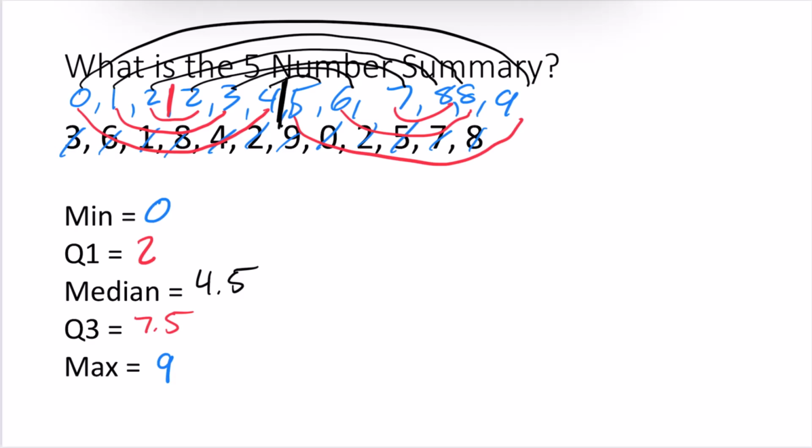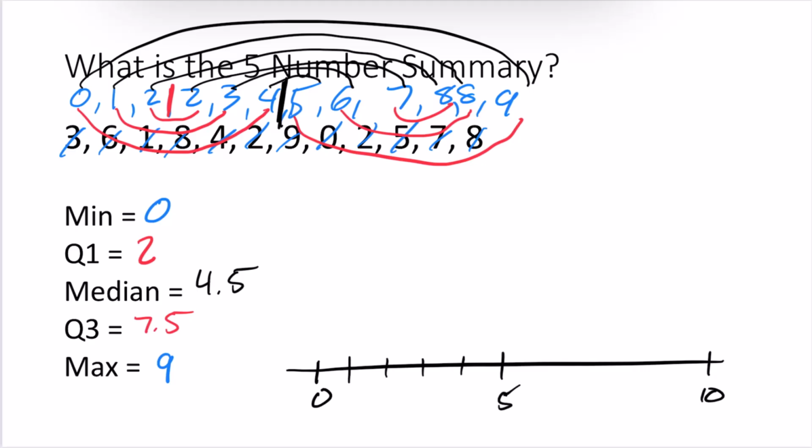So this is how you find the 5-number summary, and sometimes the 5-number summary will be represented with a box and whisker plot. To make a box and whisker plot, you basically plot the 5-number summary on a number line. So here's my number line, here's 0, let's make this 10, and then we have 5, 1, 2, 3, 4, 1, 2, 3, 4. And to make my box and whisker plot, I'm going to draw a line for each one of my 5-number summary numbers. So my minimum is 0, my first quartile is 2, my median is 4.5, my third quartile is 7.5, and my maximum is 9.